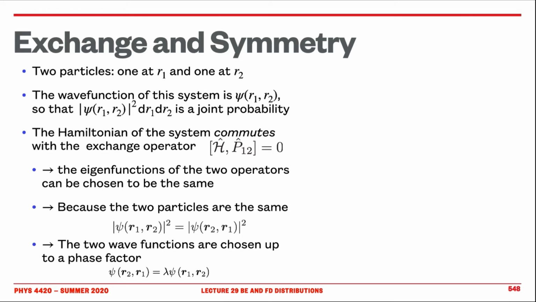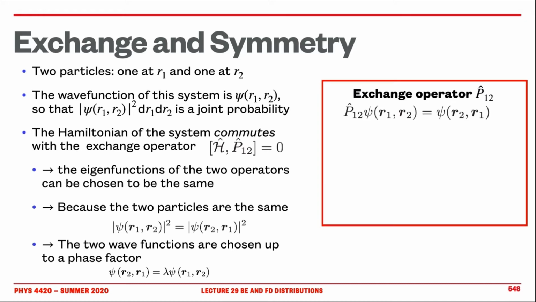In other words, it's a complex number that lives on the unit circle. Good. Now here's the thing. It turns out that because the system is invariant upon exchange of the particles, and because the Hamiltonian commutes with P12, there are only some values of lambda that are possible. And this is what I'm going to try to do now in the little box I'm opening on the right-hand side.